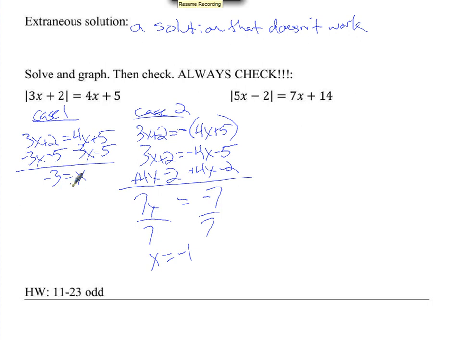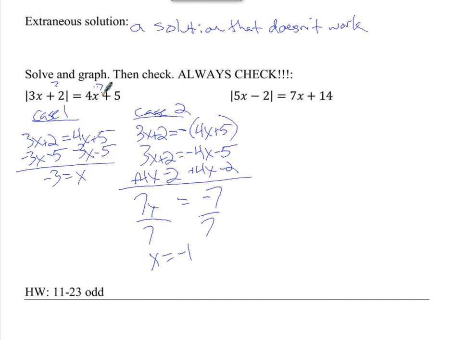So we need to check. Let's take the negative 3 and plug it in. Negative 3 times 3 is negative 9 plus 2 is negative 7. The absolute value of negative 7 is... all right, so I get 7 there. Now I'm going to take negative 3 and plug it in here, and I get negative 12 plus 5 is negative 7.